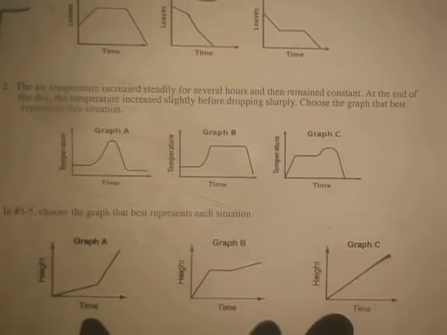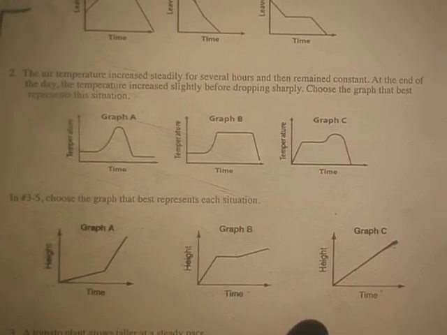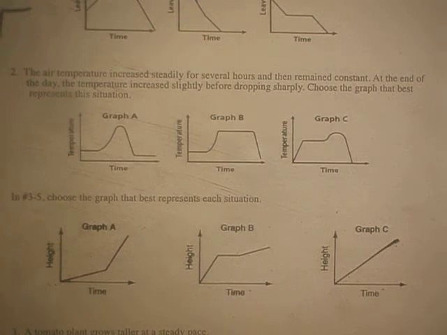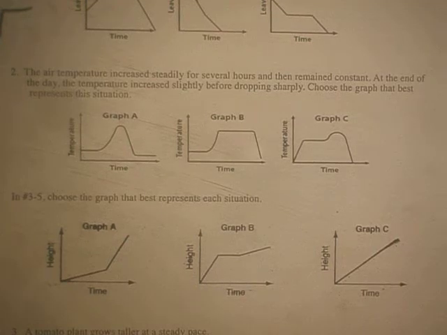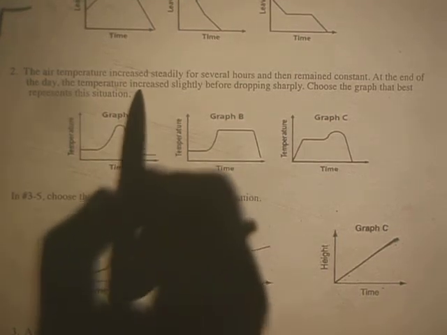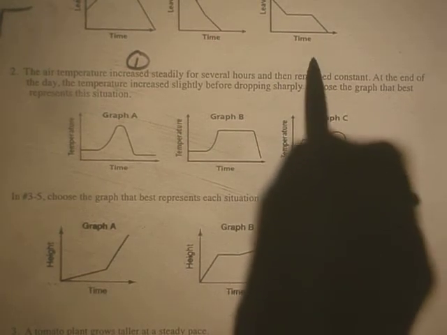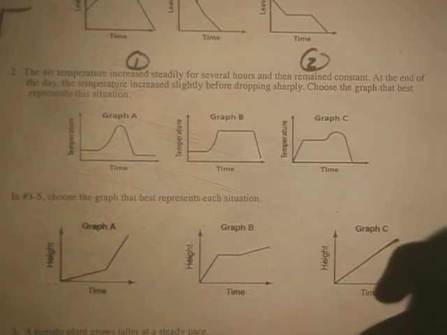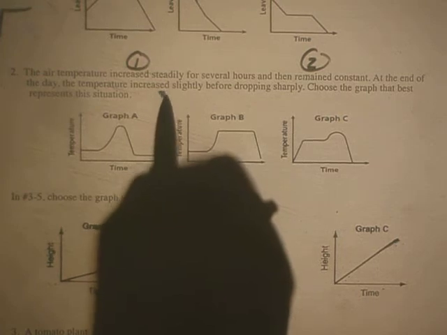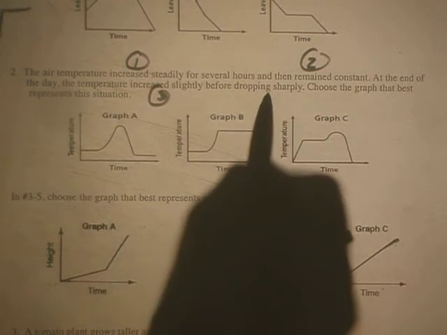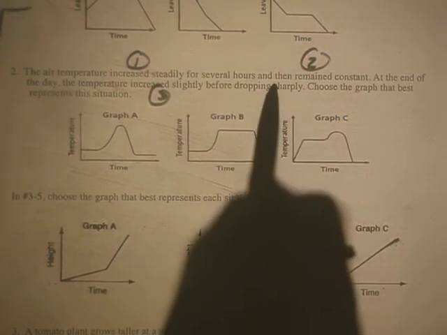Our second example says the air temperature increased steadily for several hours and then remained constant. At the end of the day, the temperature increased slightly before dropping sharply. Choose the graph that best represents this situation. Well, we have a couple things going on. First of all, we have a steady increase. Then the temperature remains constant. Then the temperature slightly increased, and then it dropped sharply.